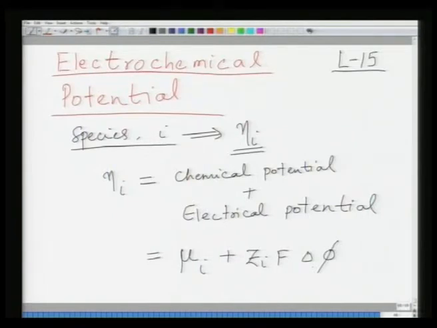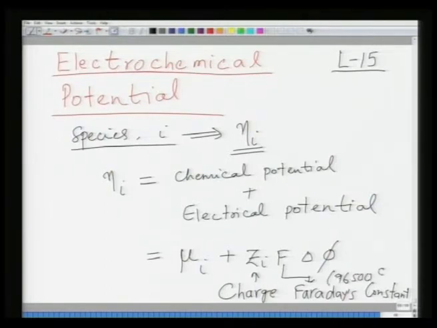Here, Z I is your charge, F is Faraday's constant, which is 96,500 coulombs per mole, and delta phi is your potential gradient.